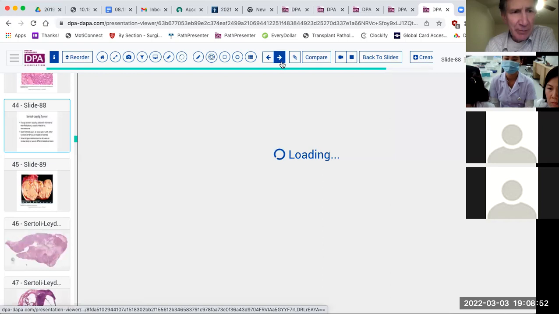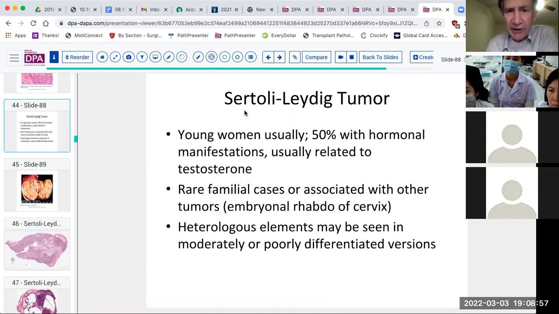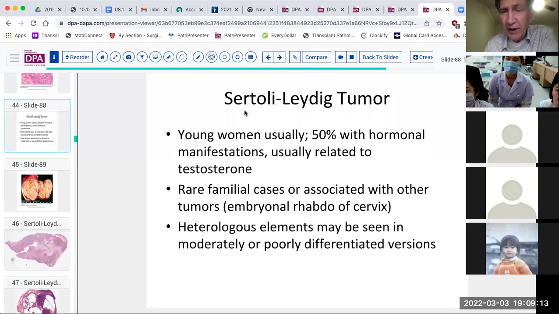Sertoli-Leydig tumors, however, are more frequent. They're still uncommon in most practices, but can occasionally be encountered incidentally. In other words, as an unexpected finding with removal of an ovary for other purposes. These more frequently have hormonal manifestations, and that may lead to their discovery at an early age. And often it's androgenic, testosterone related. So there may be dysmenorrhea, or there may be sexual precocity, or other kinds of hirsutism and those kinds of changes.